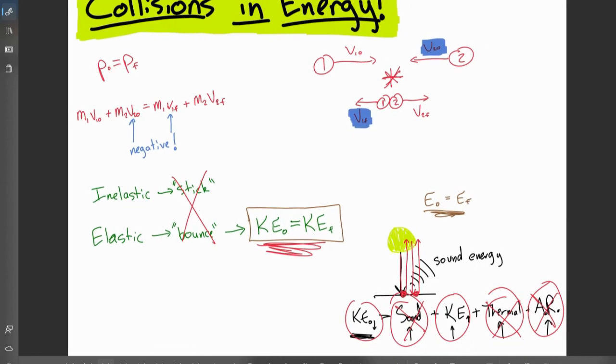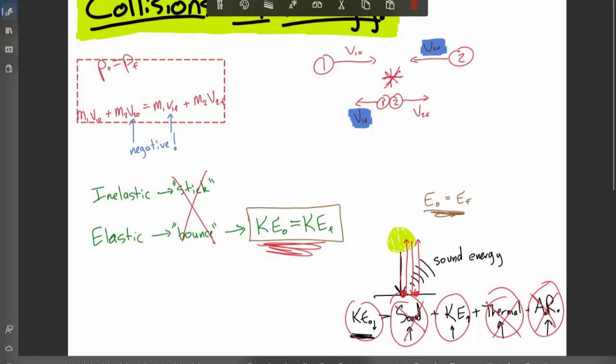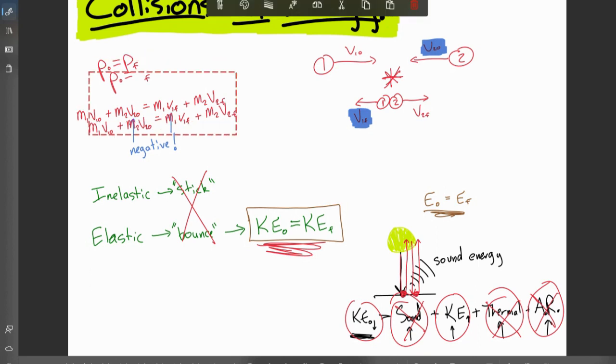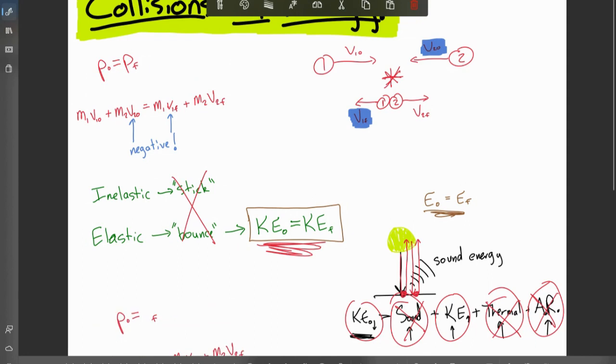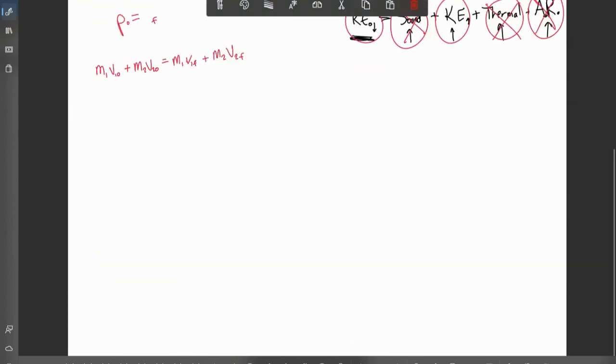Okay, so we know this. We know this momentum problem. I'm going to get us to look at this a little further down. We know this momentum. Let's duplicate that, slide it on down.